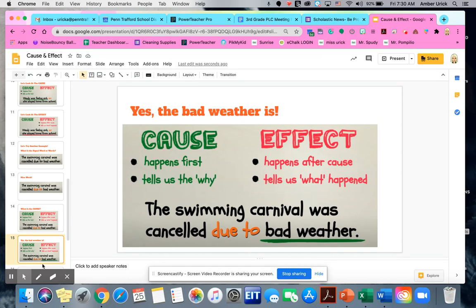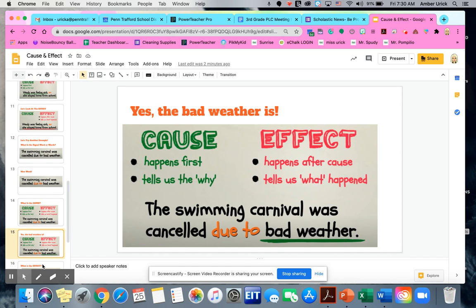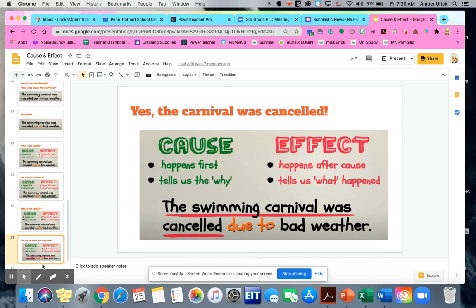So now that we know the signal word is due to, bad weather is due to what? So what is coming next? What is our effect? Are you ready? What did bad weather cause? It caused the swimming carnival to be canceled.